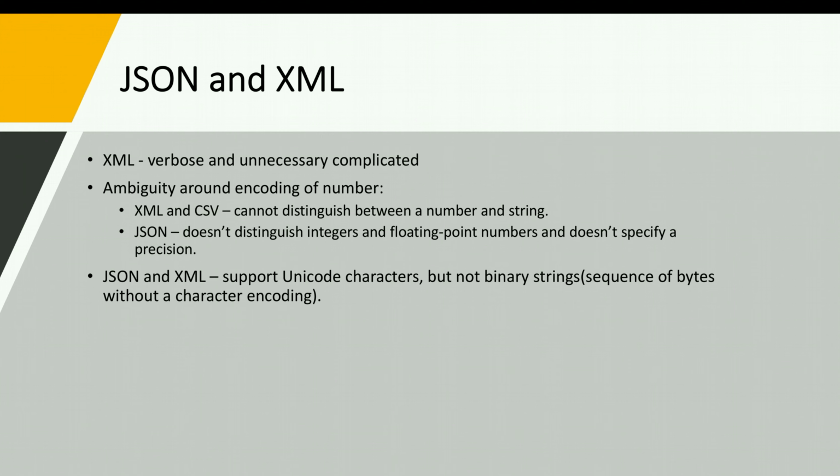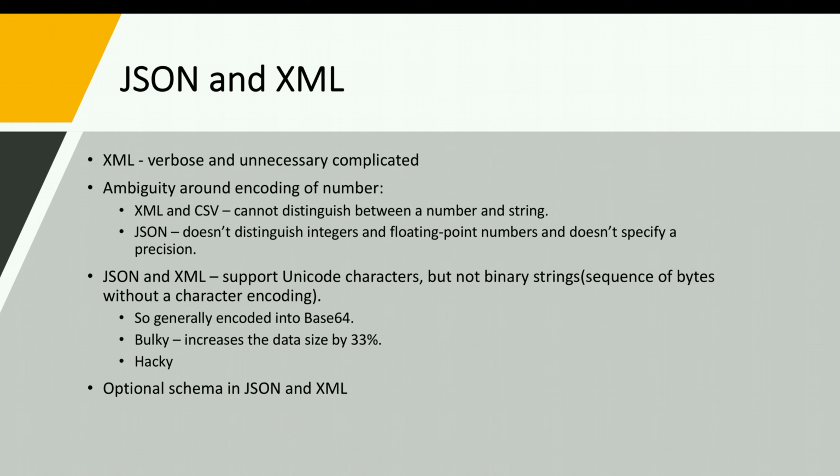So JSON and XML support Unicode characters, but they cannot transfer binary strings, that is, they cannot transfer a sequence of bytes. To overcome these limitations, people encode the binary strings into Base64, but this increases the data size by 33%, and it makes the data bulky and hacky. Also, there is optional schema in JSON and XML.